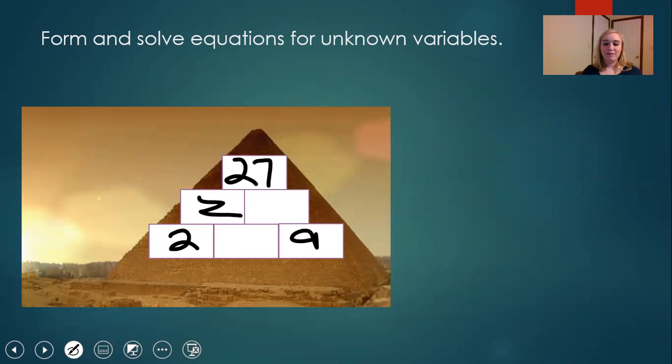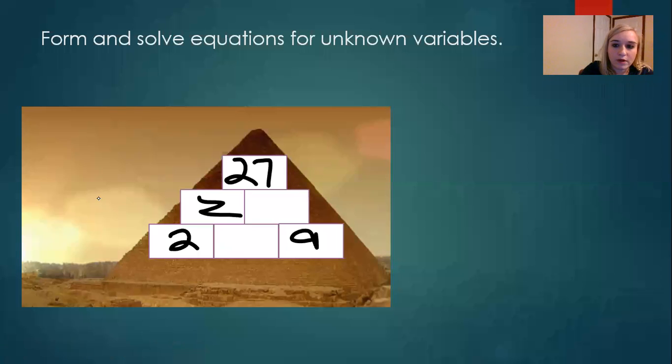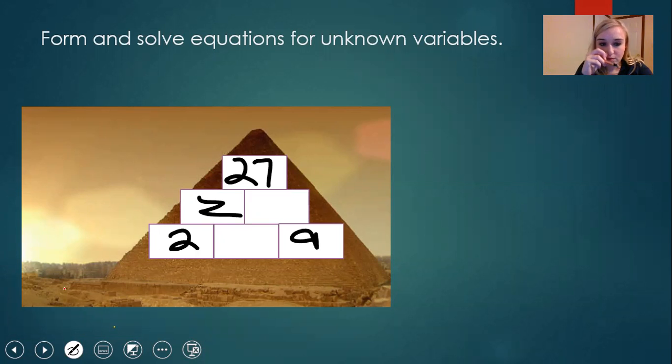And for the very last one we have to do on this PowerPoint, I decided to put an actual pyramid because I just started thinking about the pyramids in Egypt once I saw this. So next, we're just going to do our very last one here. So again, we're going to create an equation. And for that equation, we're going to just call this x because we don't know that. And if we can find this, then it will help us find this a little bit easier.